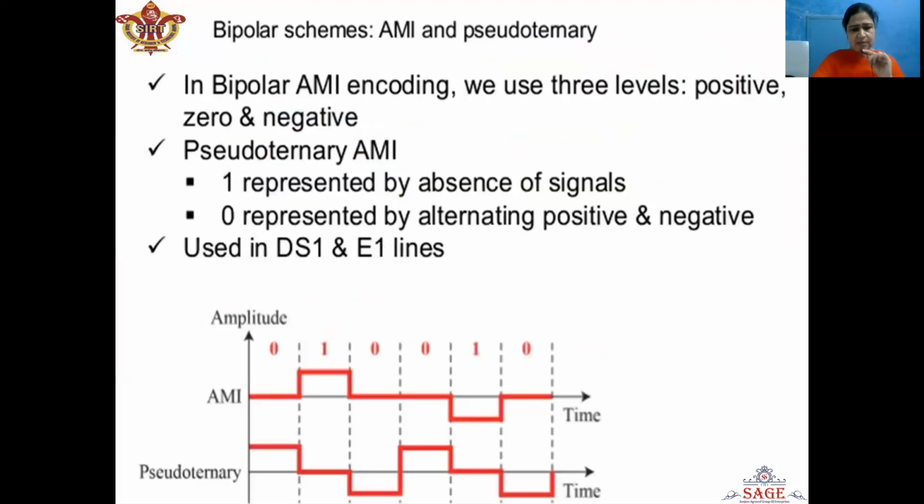Now here we can see signals for both the methods, AMI and pseudo-ternary method. In AMI, as already discussed, 0 is represented by 0 level and ones are represented by alternating positive and negative pulses. Whereas in pseudo-ternary, 1 is represented by absence of signal, whereas 0 is represented by alternating positive and negative pulses. So here we can see 0 is represented by positive pulse and the next 0 is represented by the negative pulse. Then next 0 is represented by positive pulse, whereas ones are represented by 0 voltage. These methods are used in DS1 and E1 lines.